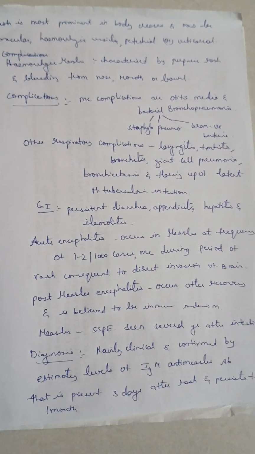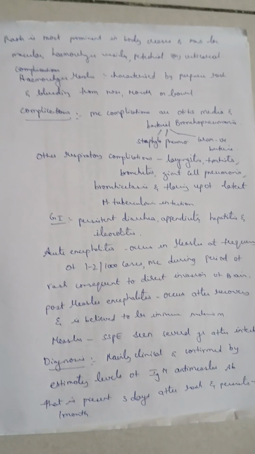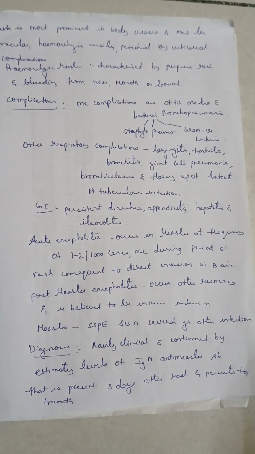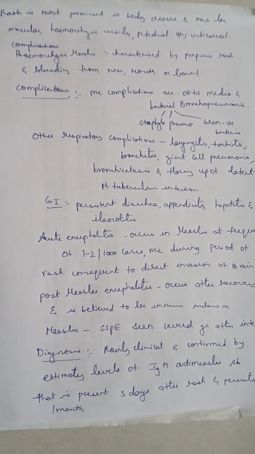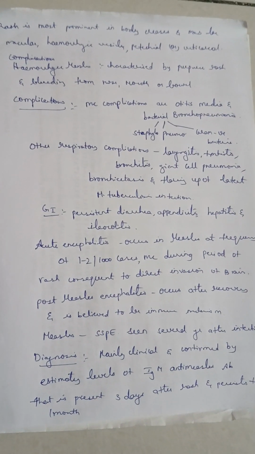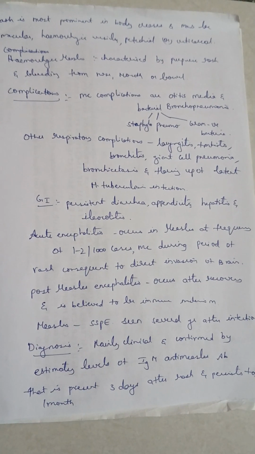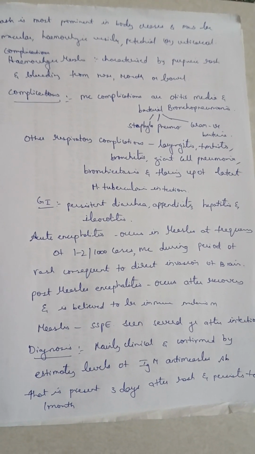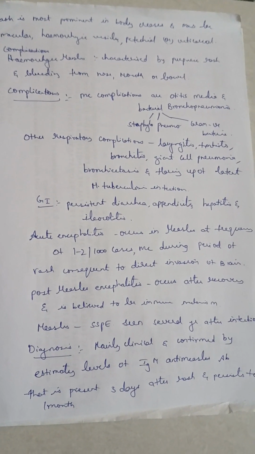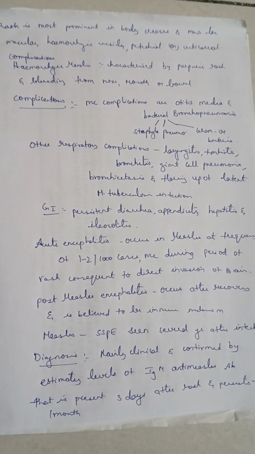Next, the rash is most prominent in the body creases in this atypical measles, and the rash, which we saw in ordinary measles as maculopapular, here can be macular, hemorrhagic, vesicular, petechial or urticarial. And another term is hemorrhagic measles. Here it is characterized by a purpuric rash, and there is also bleeding from the nose, mouth or bowel.